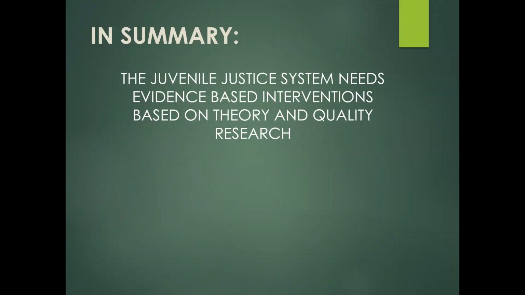What is the point of all of this? When we decide what we think causes crime, the juvenile justice system needs to look to see if the interventions based on these theories are supported in research. Is that research quality? Is it peer reviewed? Is it methodologically appropriate and analytically sound? And if so, those are the interventions that need to be in place.